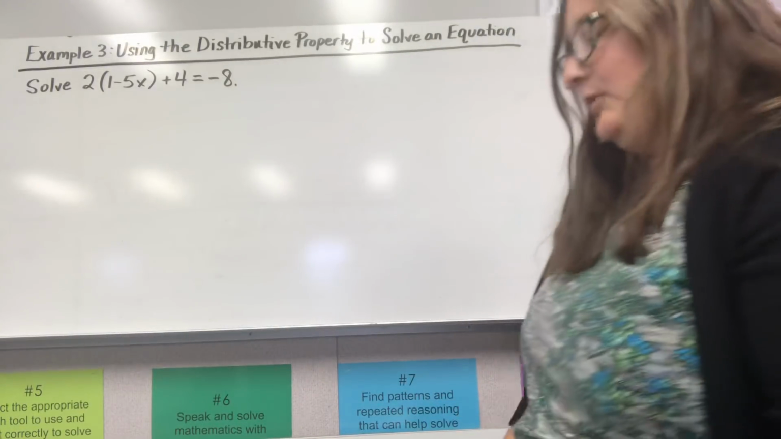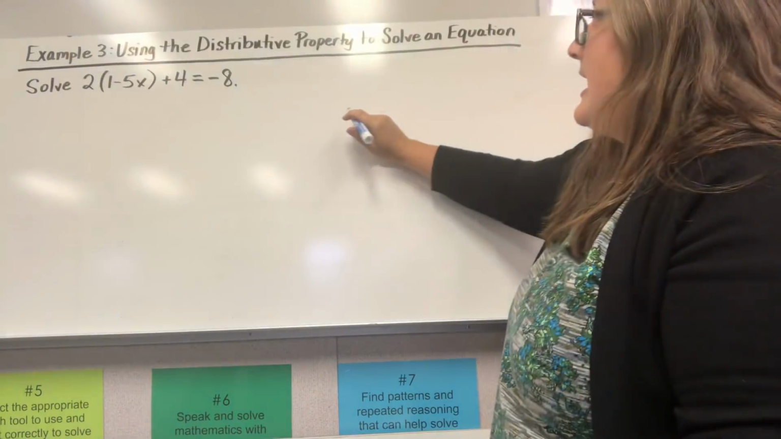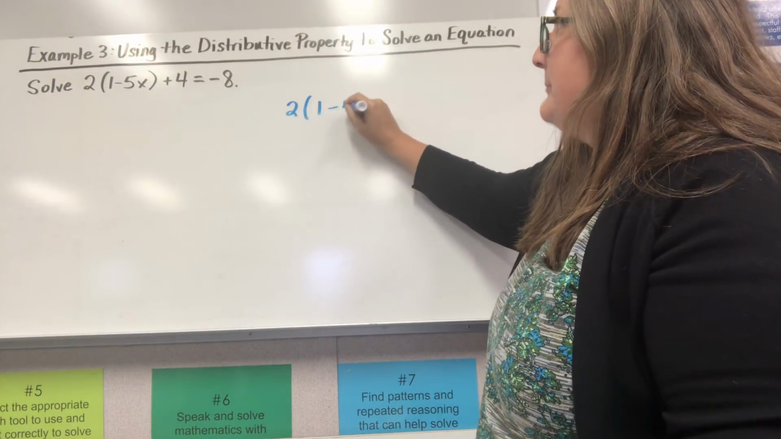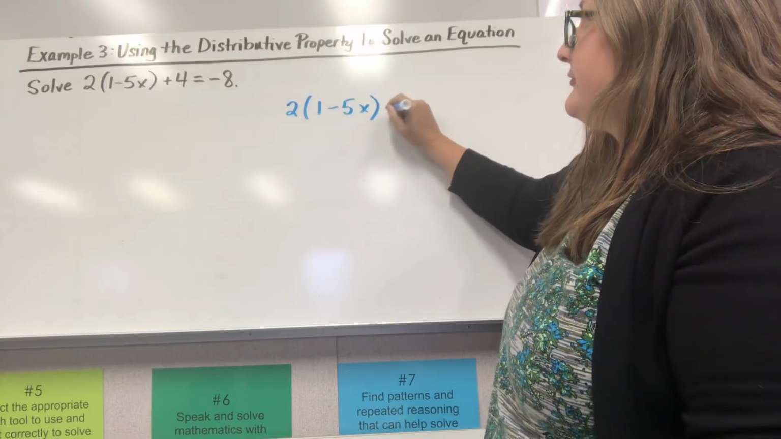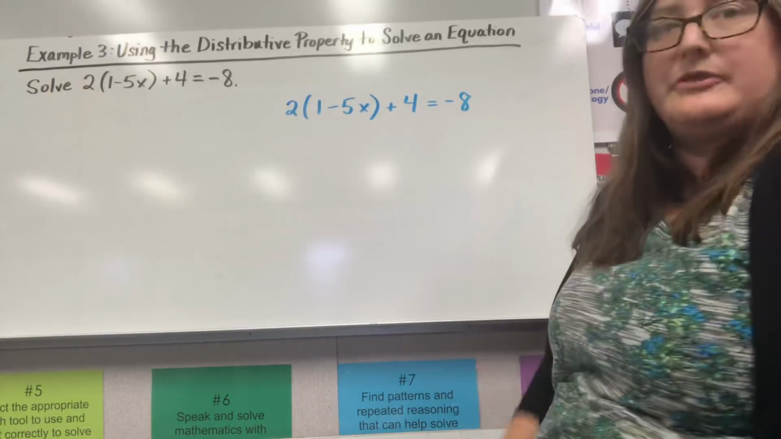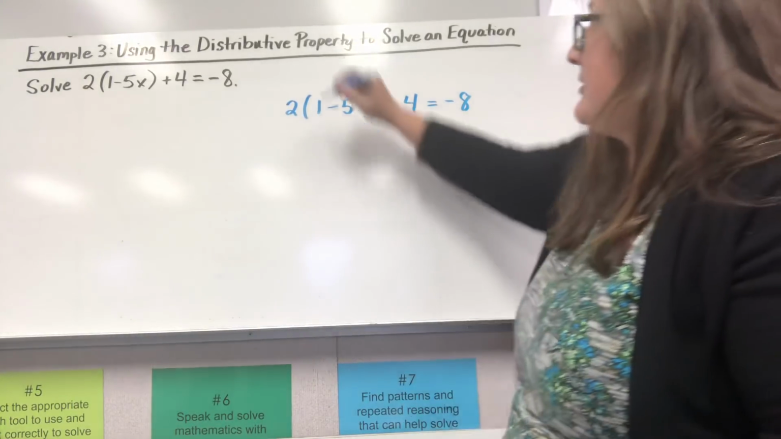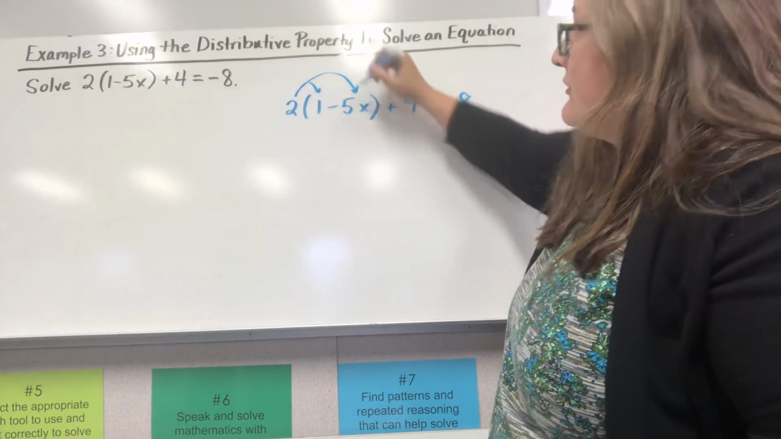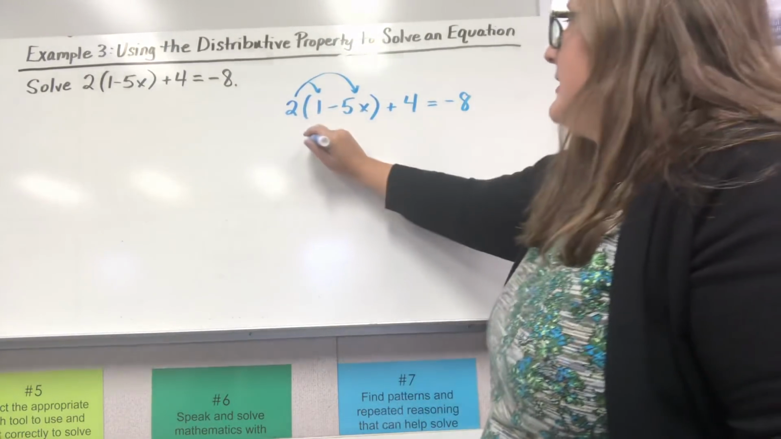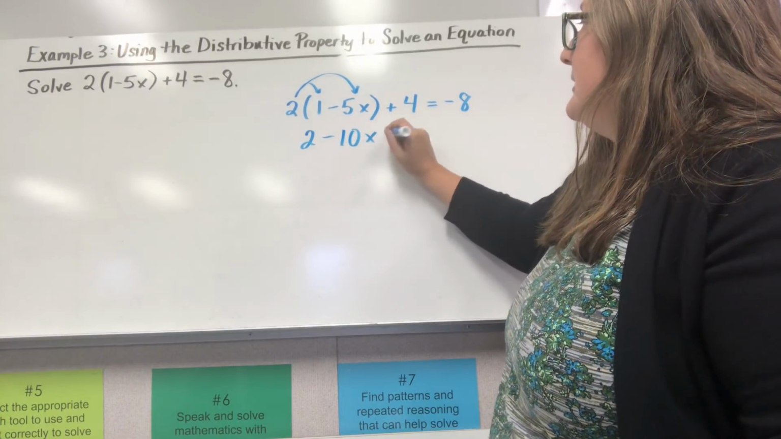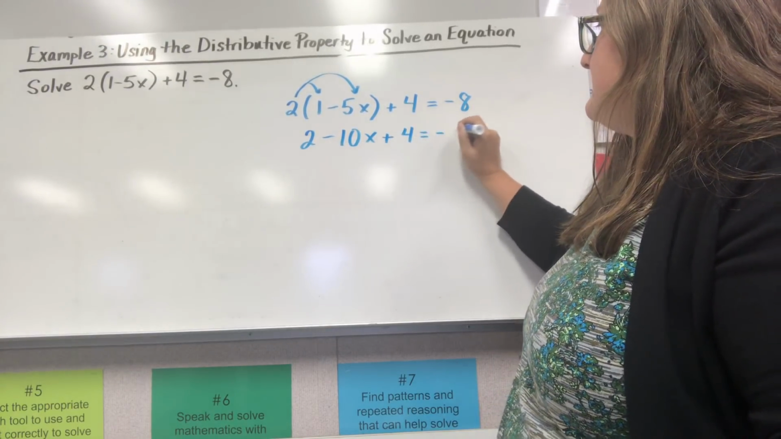In our next example, we see that the equation has parentheses, and the parentheses make it look like a very complicated equation. So the first thing I want to do is try to simplify a little bit. Let's get rid of those parentheses by using the distributive property. I'm going to distribute this 2 to everything inside the parentheses. So I'm going to end up with 2 minus 10x plus 4 equals negative 8.